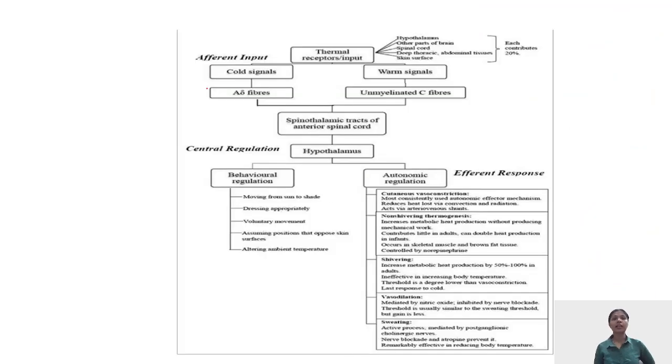So again I'll repeat, the cold signals are carried by A delta fibers, and warm by unmyelinated C fibers via the spinothalamic tract. They go to the hypothalamus, and then central regulation is there, and you have your efferent response by way of behavior regulation and autonomic regulation. And this is where your anesthesia is going to work. Under general anesthesia, obviously no behavioral responses can be seen in the body, and the autonomic regulation is also blunted by the anesthetic agents.